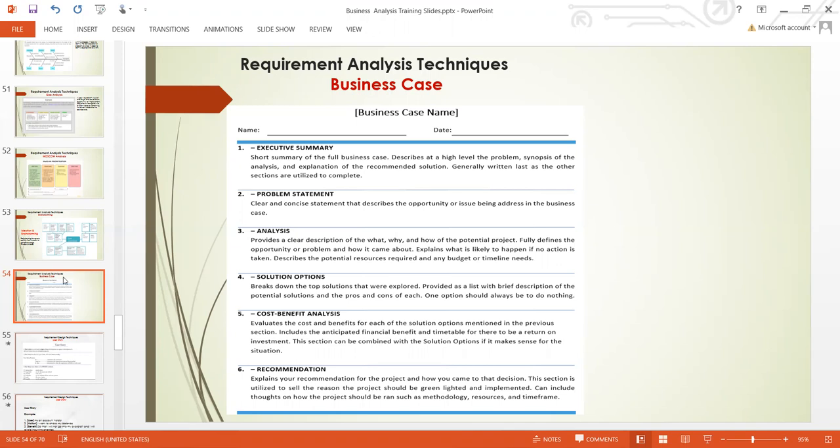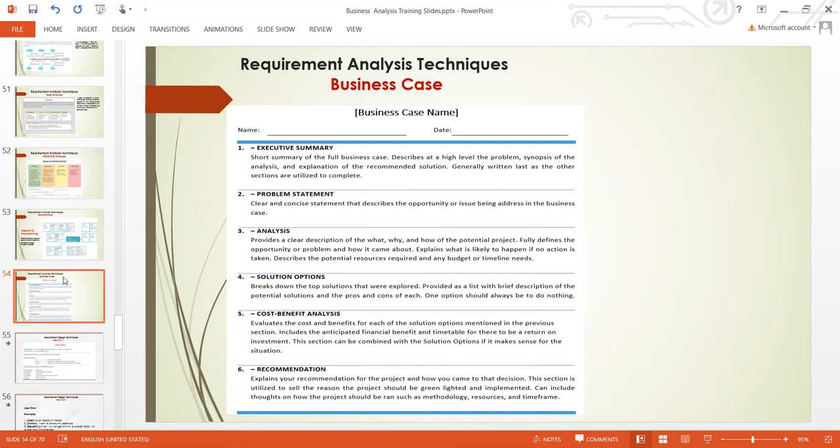At the end of the whole thing, you come and recommend one solution. Although you've stated all these four solutions, you think as a business analyst from your analysis that this solution is the best, and you are recommending it to the organization to implement because of so-and-so reason. That is how it works.